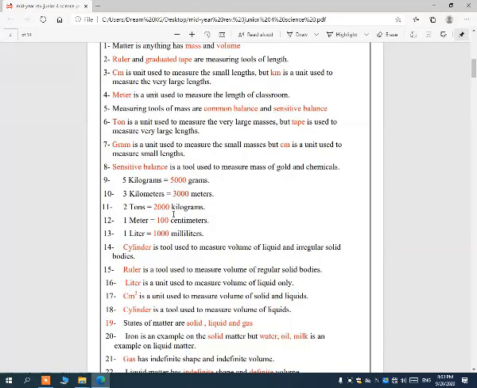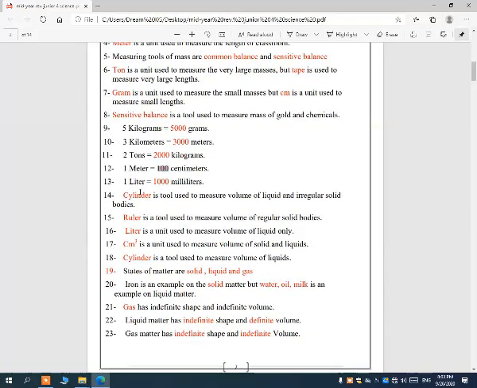2 ton equal dots kilogram. It will be equal 2,000 kilogram. 1 ton equals 1,000 kilogram. So 2 ton equal 2,000 kilogram. Number 12. 1 meter equal dots centimeter. 100 centimeter. 1 meter equals 100 centimeter.